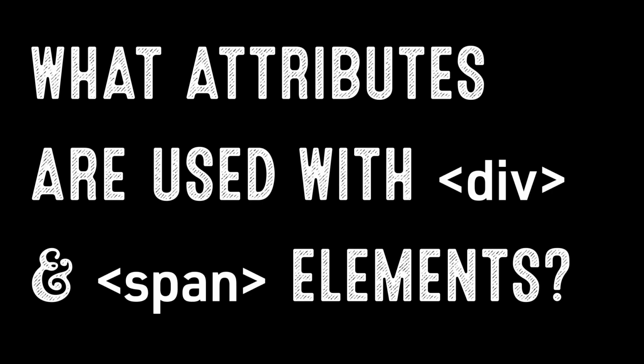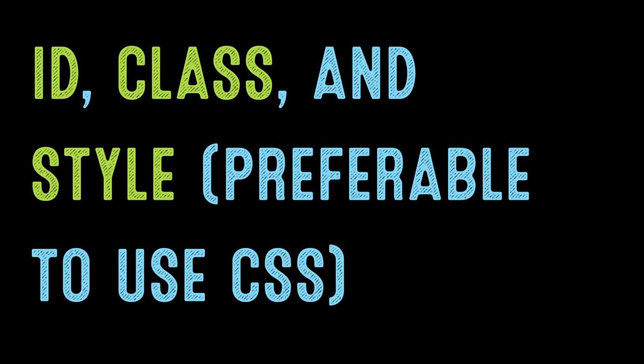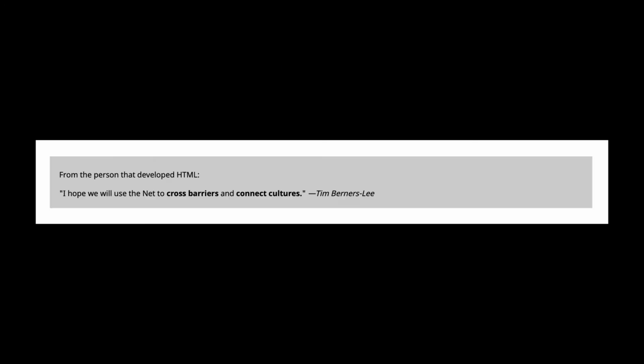What attributes can be used with the div and span elements? ID, class, and style. Preferable to use CSS. Let's look at an example. Here is a quote by Tim Berners-Lee with some introductory text. You note that all the text is grouped inside a gray box, and only some of the words in the quote are bolded, while others are not.